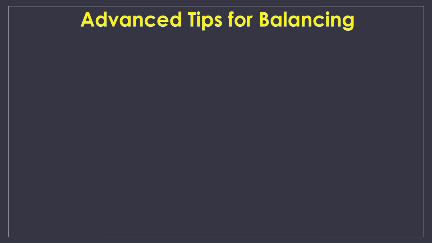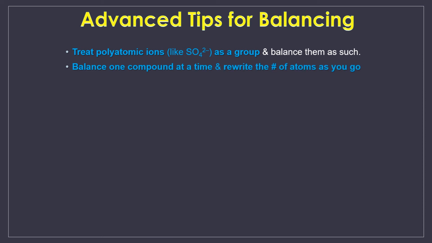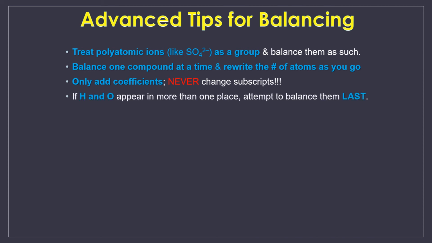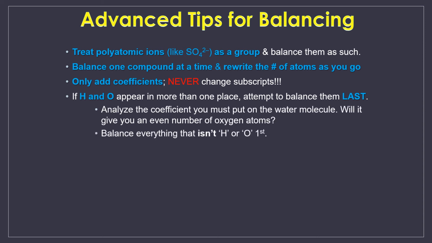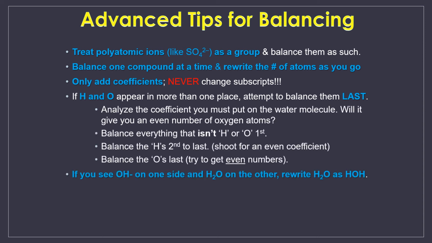Advanced tips for balancing. So this is just an overview, y'all. Treat polyatomic ions as a group and balance them as such. Balance one compound at a time. Rewrite the number of atoms as you go. Only add coefficients, never change subscripts. If H and O appear in more than one place, attempt to balance them last. And here are some tips there. If you see OH minus on one side and H2O on the other, rewrite H2O as HOH.